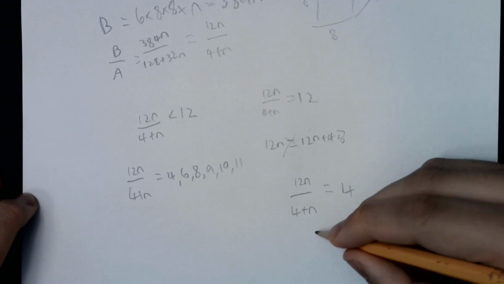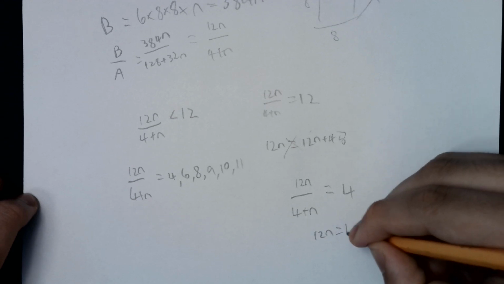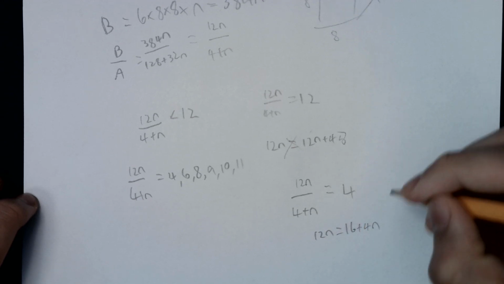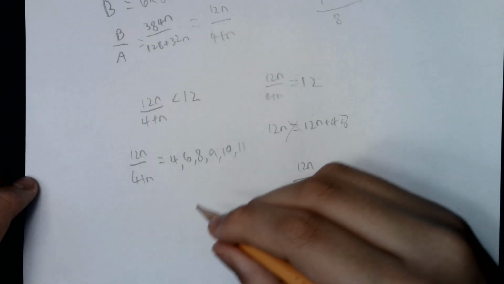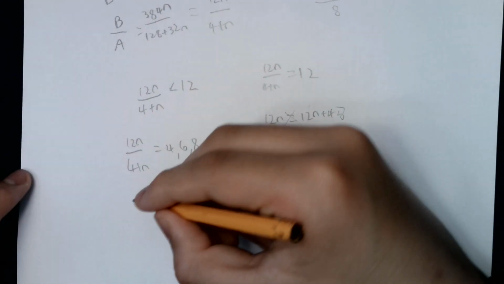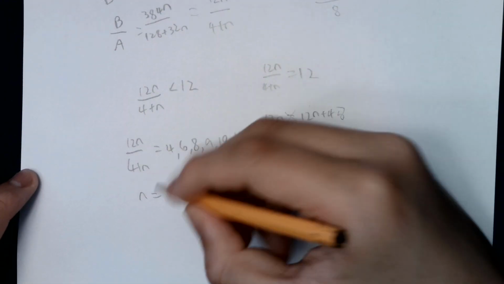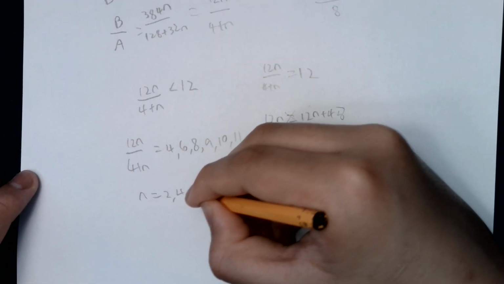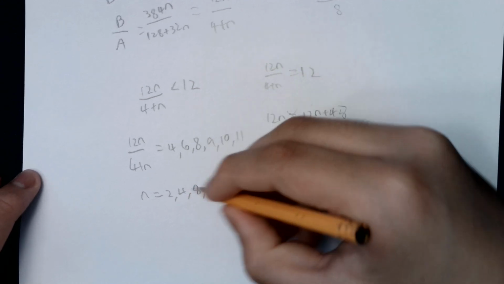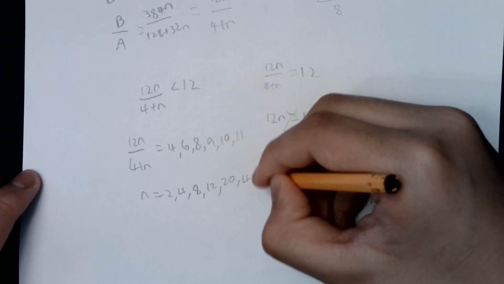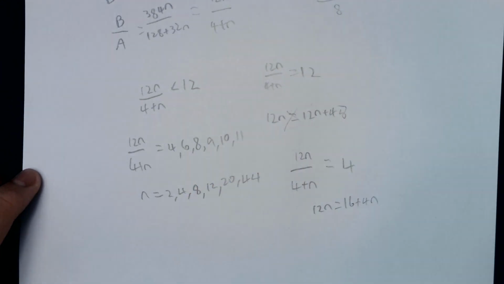We just move the 4 over here, so 12n is going to be equal to 16 plus 4n, and then we solve for n, which is equal to 2. And you just do this for all of the other numbers here. This means that n is going to have to be equal to 2, 4, 8, 12, 20, and 44 respectively, linking to all of these other 6 numbers.